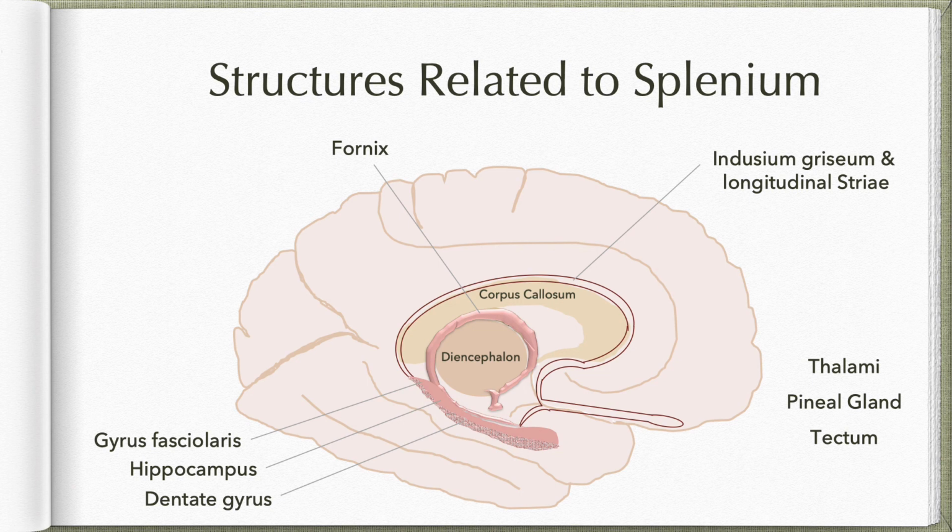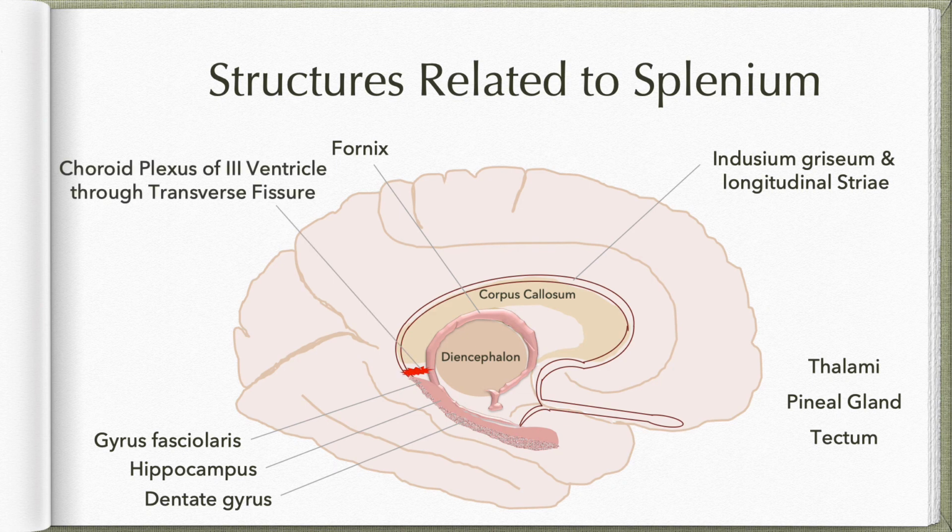In addition to these structures, it's also related to the tela choroidea, or a fold of pia mater containing choroid plexus of third ventricle, which will pass through the transverse fissure just below the corpus callosum. And another structure which is behind or below the splenium is the internal cerebral veins of both sides. They join together to form the great cerebral vein.